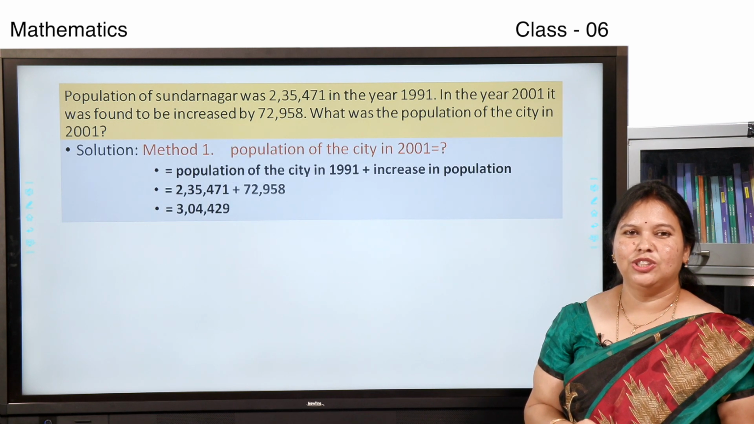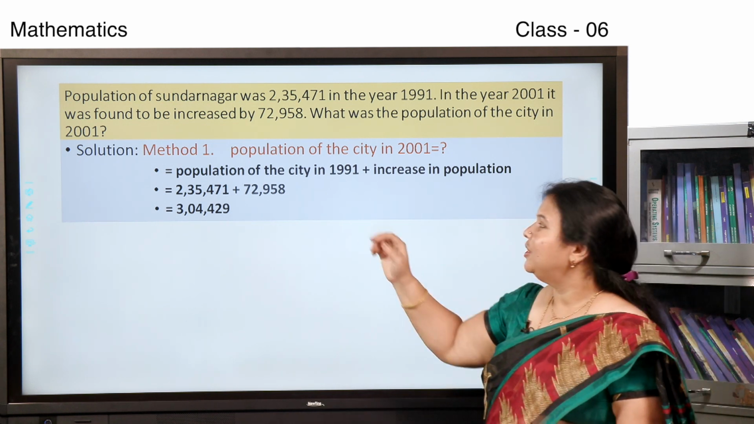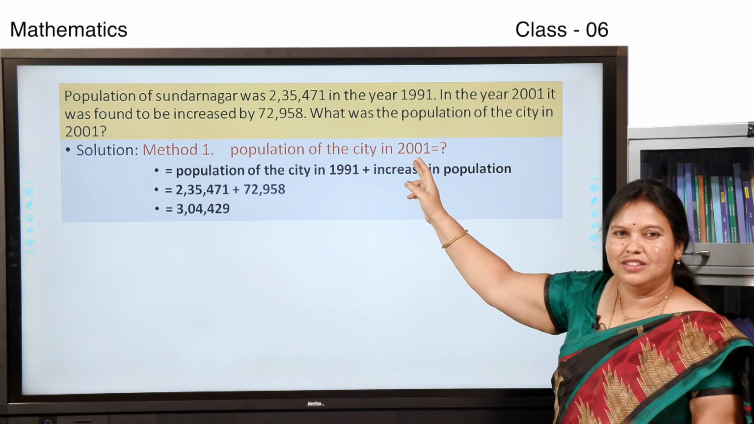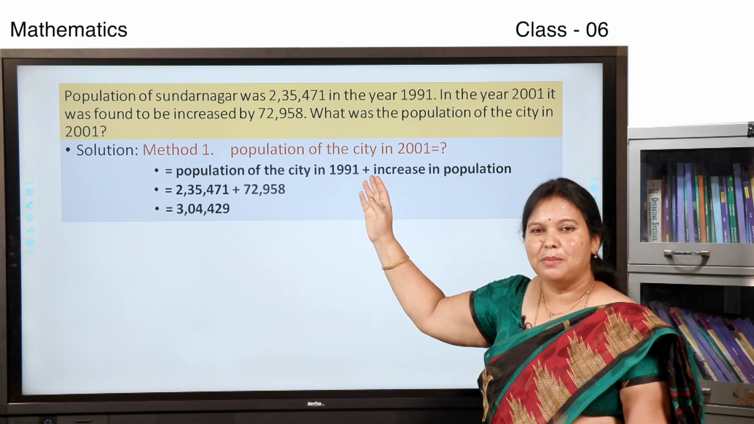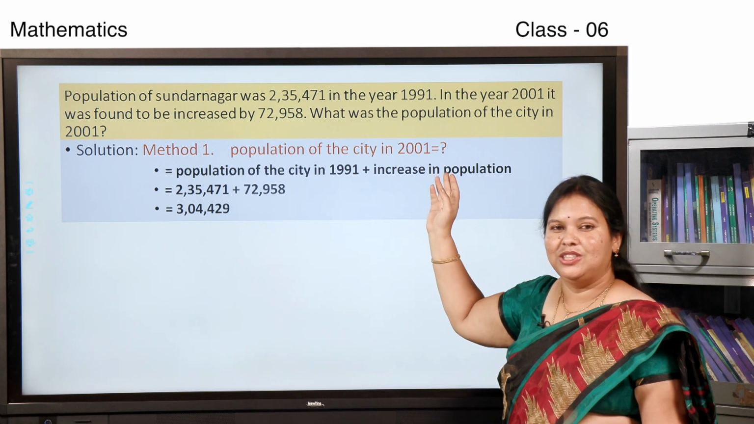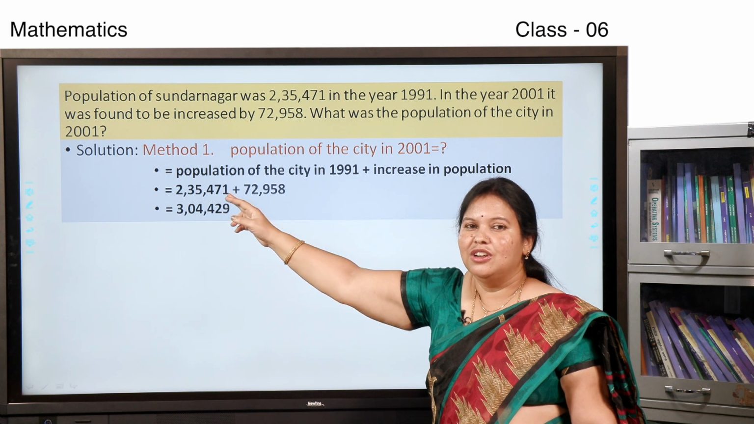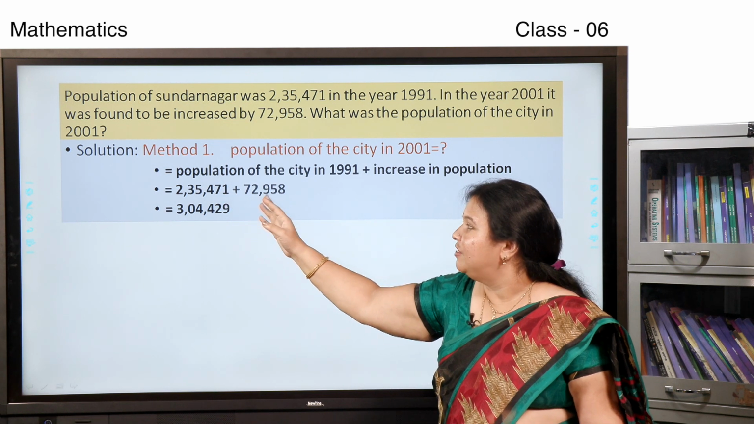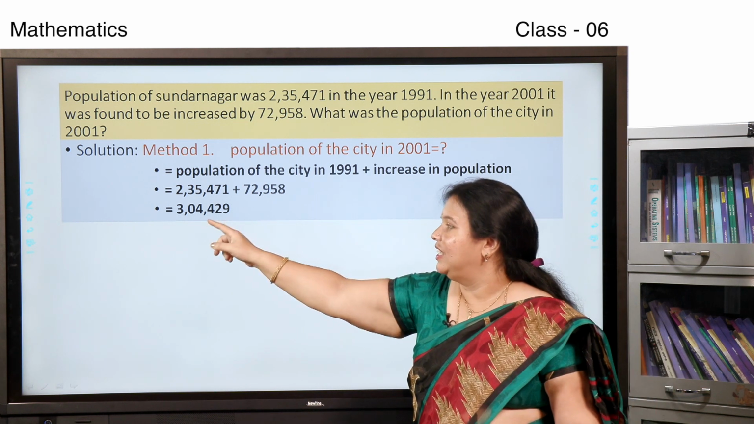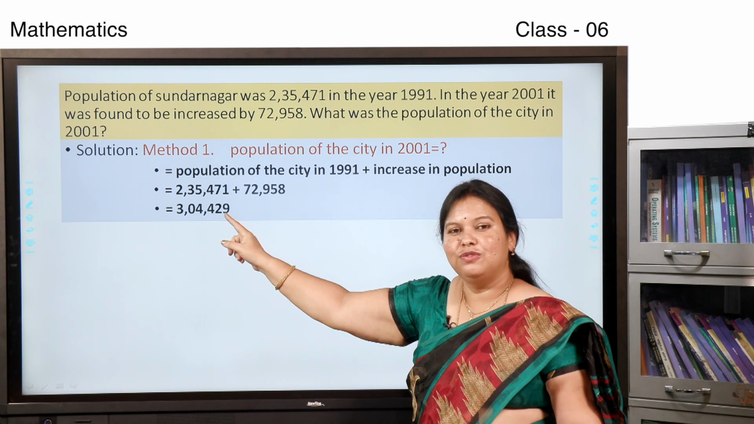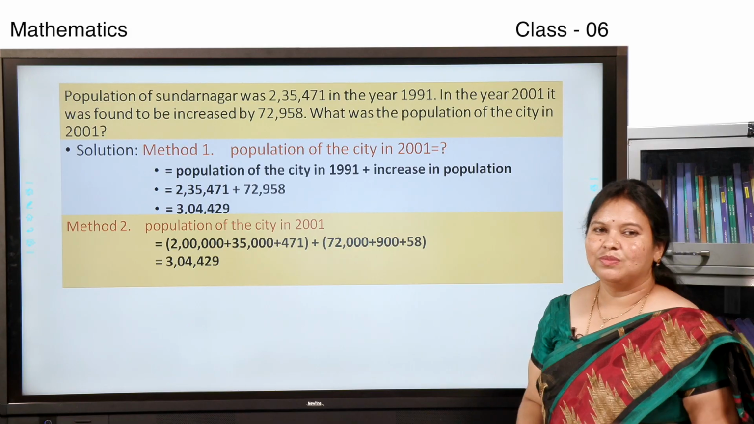To find the solution, this is the first method. Here, the population of the city in 2001 is equal to the population of the city in 1991 plus the increase in population, that is equal to 2,35,471 plus 72,958. By adding these two, we get 3,08,429. Some may do it like this also.